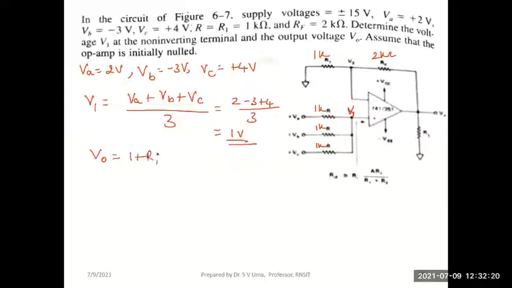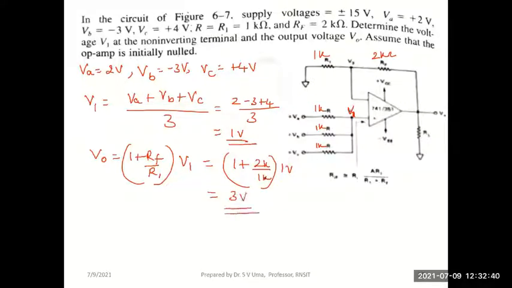1 plus RF by R1. Now it's a non-inverting amplifier. You know the voltage at the non-inverting terminal. That voltage gets multiplied with the gain 1 plus RF by R1. So RF is 2K, R1 is 1K, and V1 is 1 volt. So it is 3 volts, right? 1 plus 2 is 3 into 1 volt. The output voltage is 3 volts in this circuit.